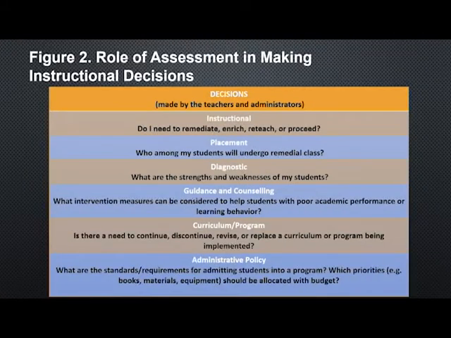So here is the role of assessment in making instructional decisions. Always remember that a teacher is always a teacher, and he is in charge in the classroom. He is the second parent of the student. So he always makes decisions. Decisions are made by teachers and administrators. Let's talk about where assessment is used in deciding, and how it relates or connects. Assessment really is very important when we are going to decide.